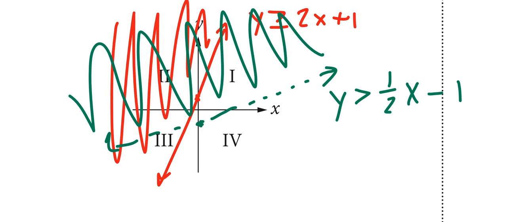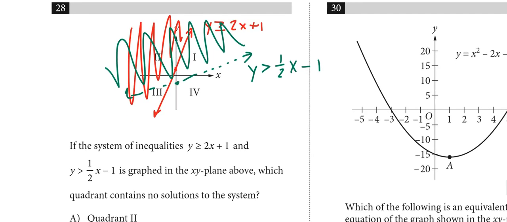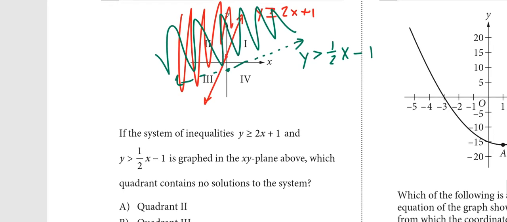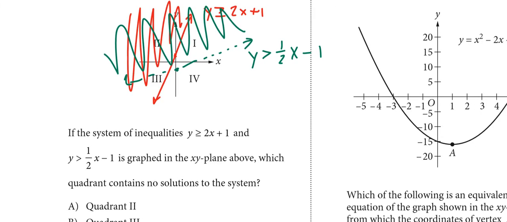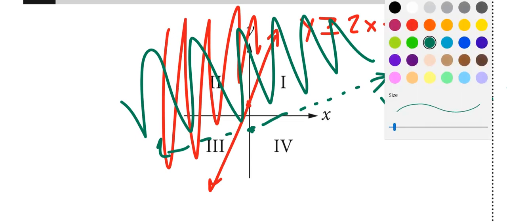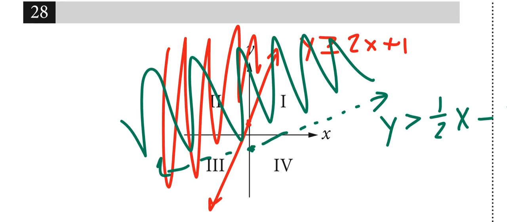What did they ask me for? Which quadrant contains no solutions to the system? 1/2 x minus 1. Okay, so that would be minus 1 and up 1 over 2. Oh, now I understand. I was like, man, did I graph this wrong? So the final answer, I'll lock it in place. The final answer is this thing right here.